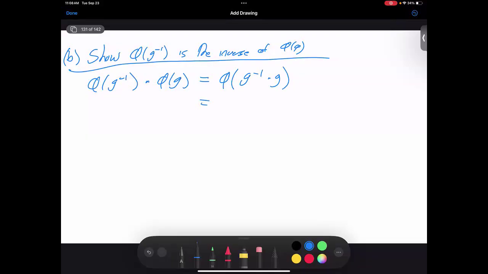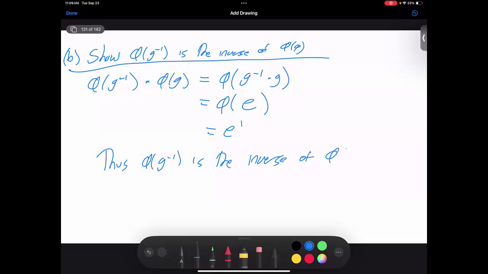What is g inverse times g? So g inverse times g is? No, just g inverse times g. Oh, E. It's the identity. Which identity? The identity of the group G. And we just showed what the identity goes to. What does the identity go to? It goes to the other identity, E prime. Thus, phi of g inverse is the inverse of phi of g.